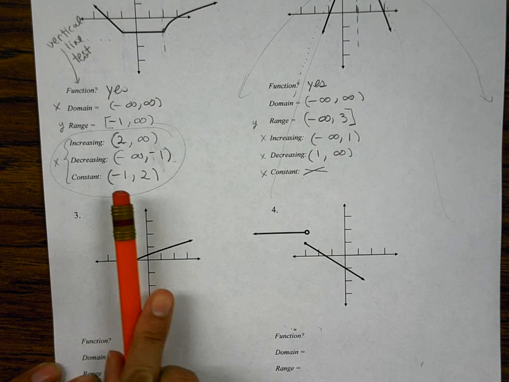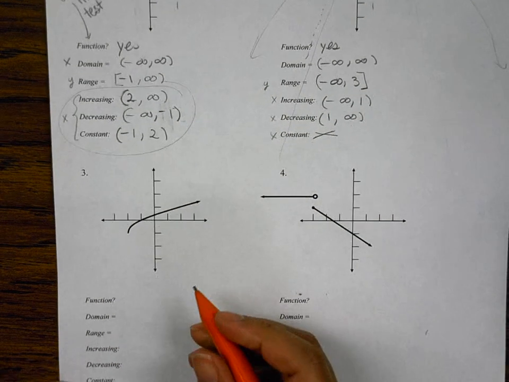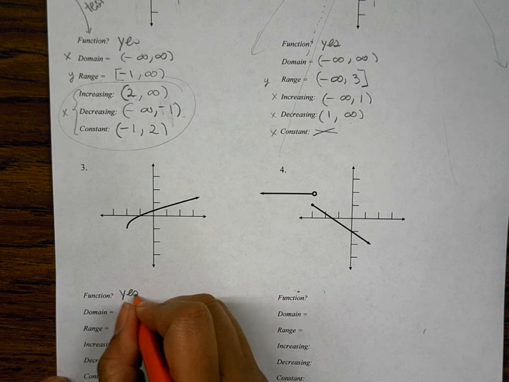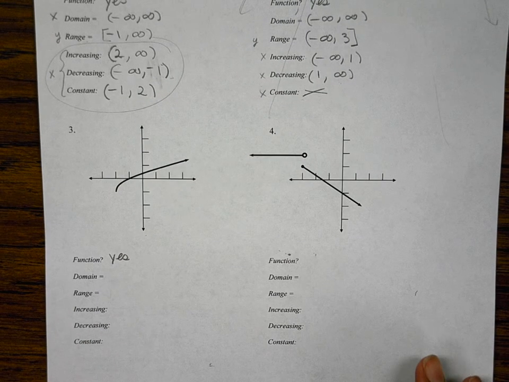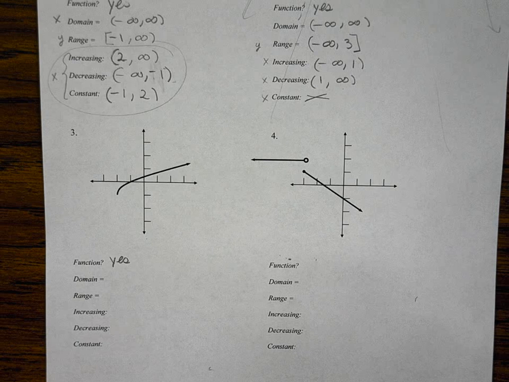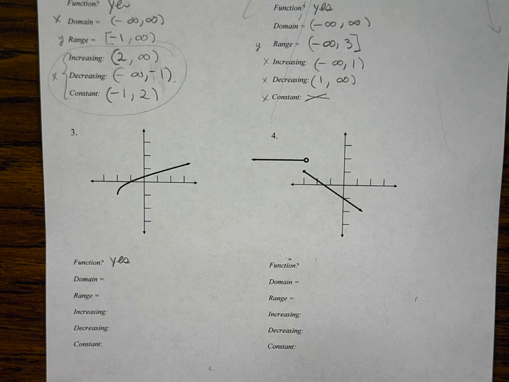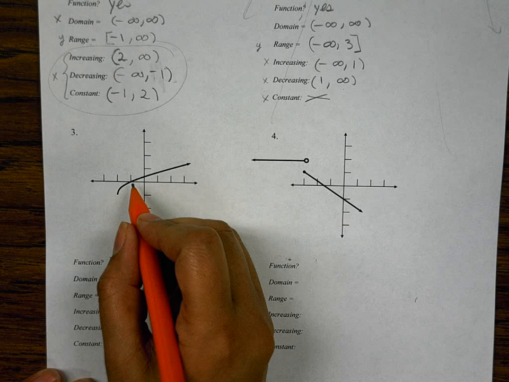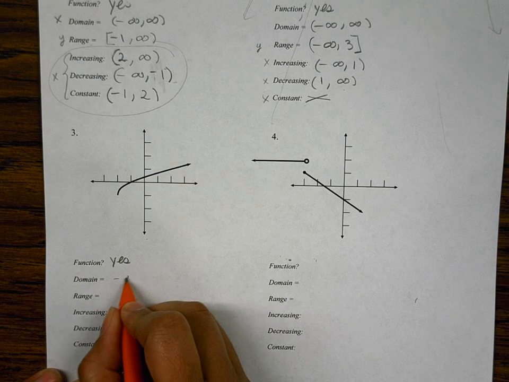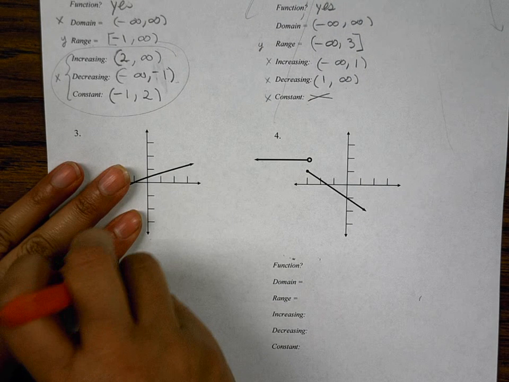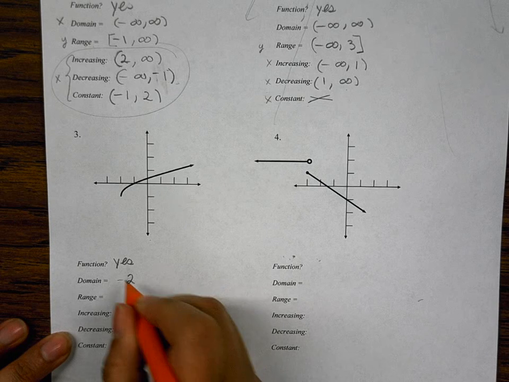All right, number 3. Passes the vertical line test. Any vertical line you draw, it's going to pass. So is it a function? Yes. Domain is not negative infinity to infinity like it was for the numbers 1 and 2. At what x value does it start? It starts at negative 2.